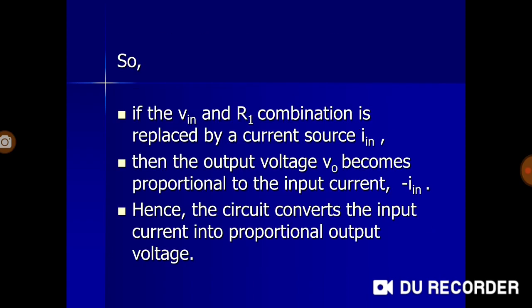If V in and R1 combination is replaced by current source I in, then the output voltage V naught becomes proportional to the input current, minus of I in. Hence the circuit converts the input current into proportional output voltage. Here we complete the discussion on current to voltage converter.